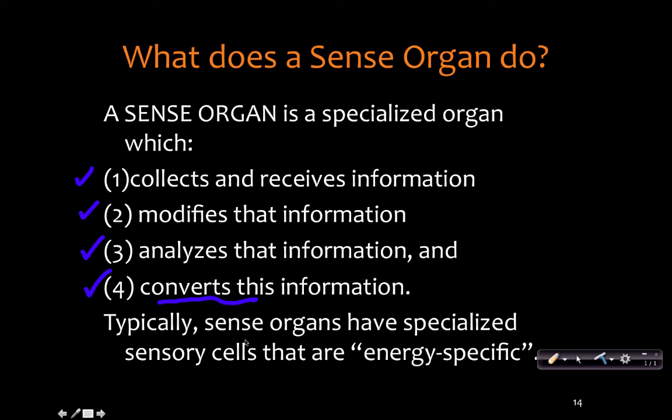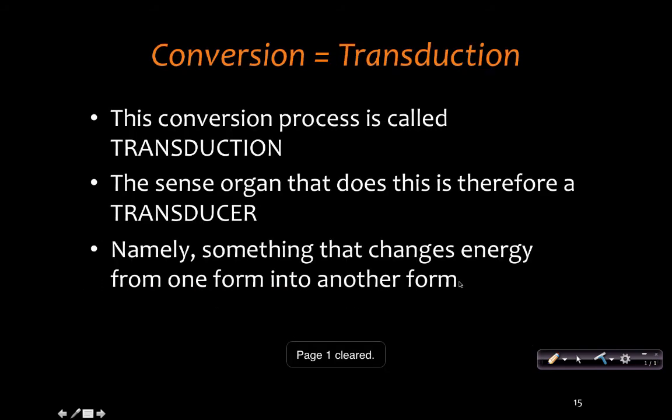So in order to get all of this work done, sense organs have specialized sensory cells that we can say are energy specific. So the eyes are specific for photoelectric energy. The auditory system is specific for acoustic energy. And the receptors for one will not work very efficiently for those other energies. So one of the key concepts of this class is this notion of energy conversion.